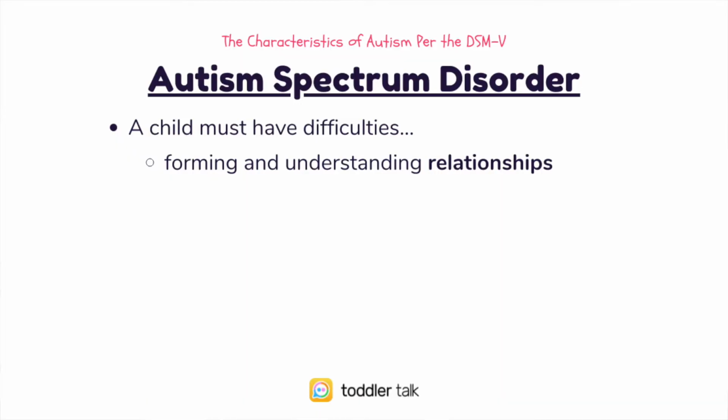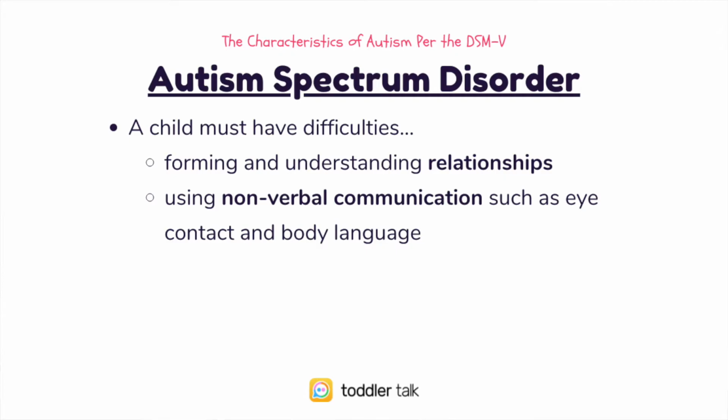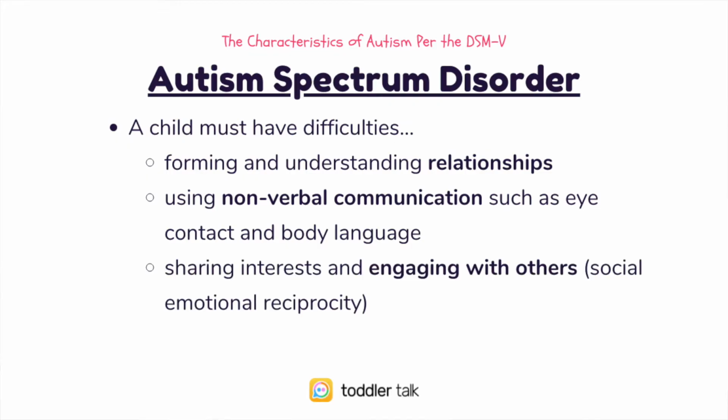Whereas for autism, there are specific guidelines set out by the DSM-5 for all official mental and behavioral health diagnoses, which includes autism. The person evaluating your child will compare what they observe against these official guidelines in order to make or rule out a diagnosis of autism. In order to qualify for a diagnosis of autism, per the DSM-5, a child must have difficulties forming and understanding relationships, using nonverbal communication such as eye contact and body language, and difficulties sharing interest and engaging with others, which is called social emotional reciprocity.